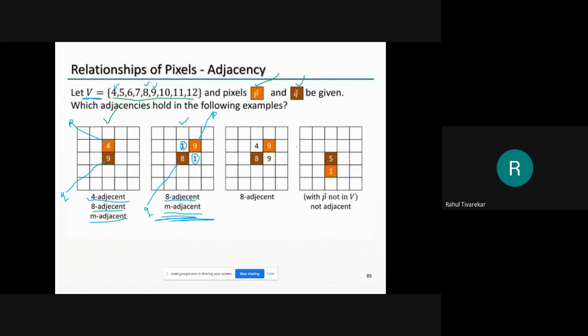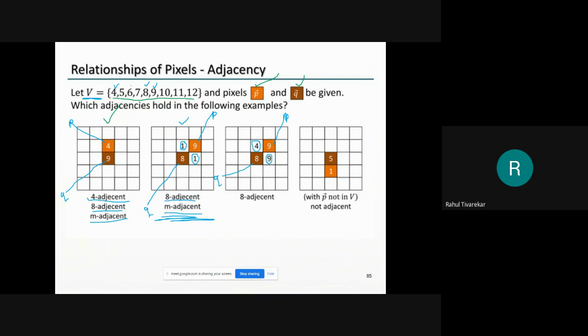Okay. Now again the same example is given. This is P and this is Q. Again the same example is given, but in this example the neighbors are different. So what are the 4-neighbors of 8 and 9? This is one of the common 4-neighbors, and this is another common 4-neighbor. Whether these common 4-neighbors are a part of set V: is any one of the common 4-neighbors part of set V? Yes.